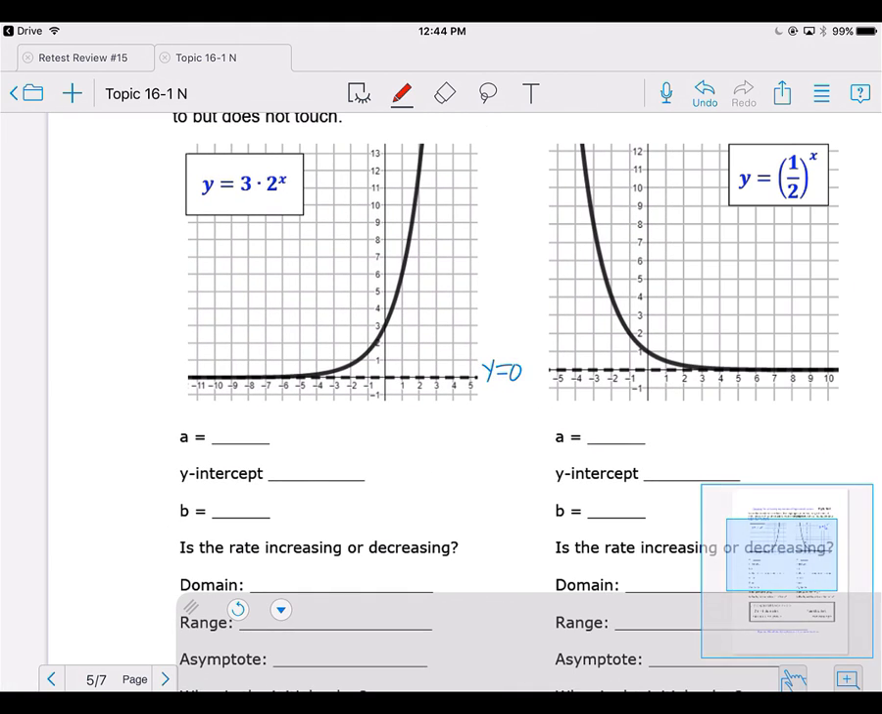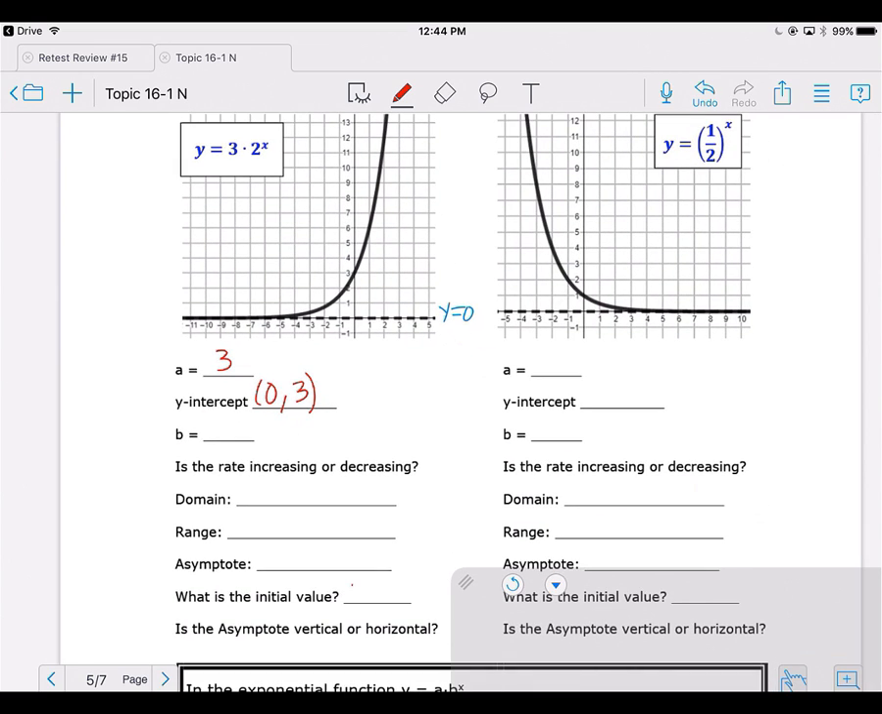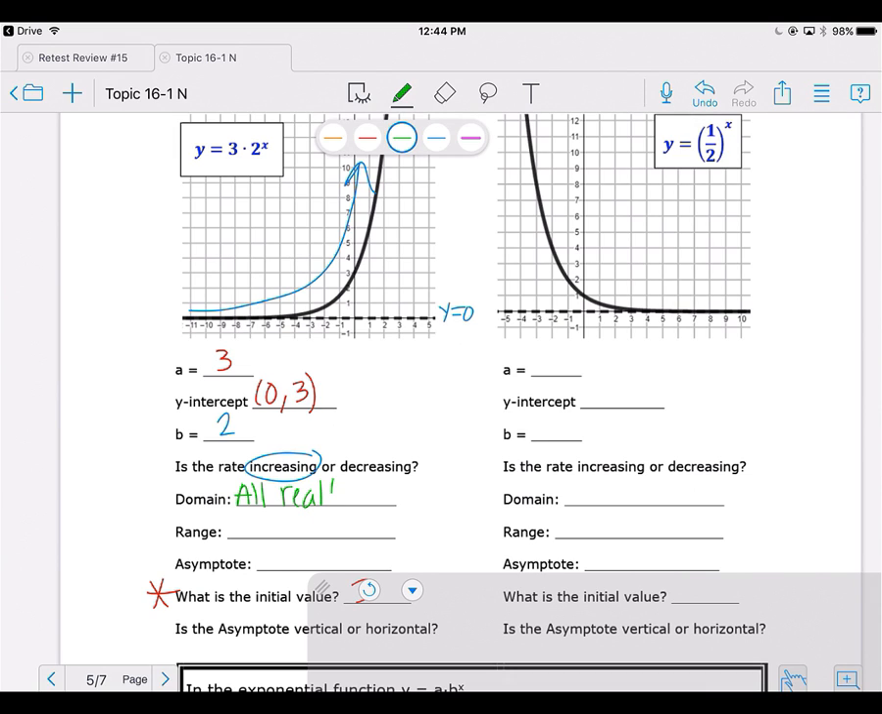So if we fill in what we know, our a value is 3 because it's the number in front. Remember, our a value is also our initial or starting value, so down there all of these numbers need a 3. My b value is what's attached with x, so b is a 2. As we can see, this one is going up, so it is increasing. My domain is going to be all real numbers, which is the same as the double R.